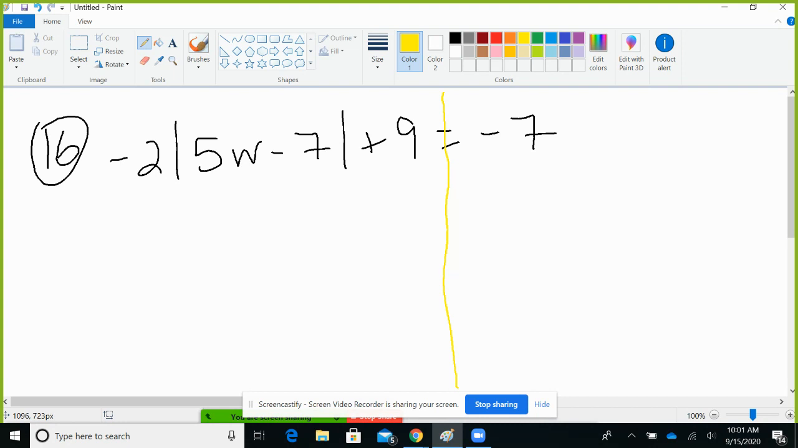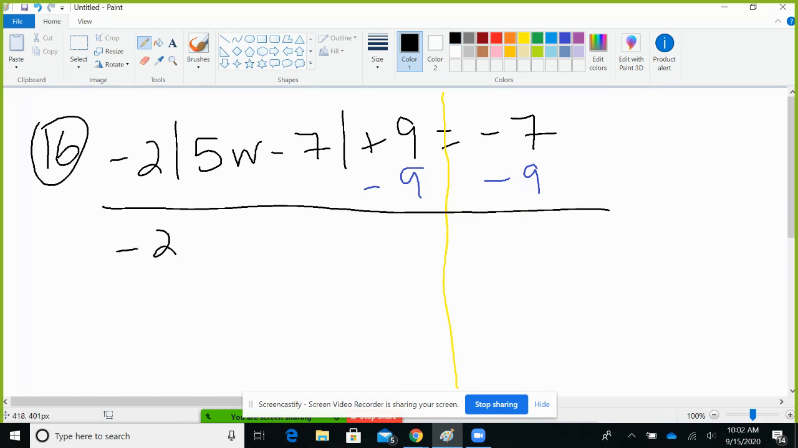What we're trying to do in an absolute value problem is get the absolute value isolated on one side of this problem. So in order to get the absolute value isolated, let's deal with this 9. So how do I get that 9 out of there? From both sides. And what I'm left with is negative 2 times the absolute value 5w minus 7 equals negative 16. Perfect. There's your first step.